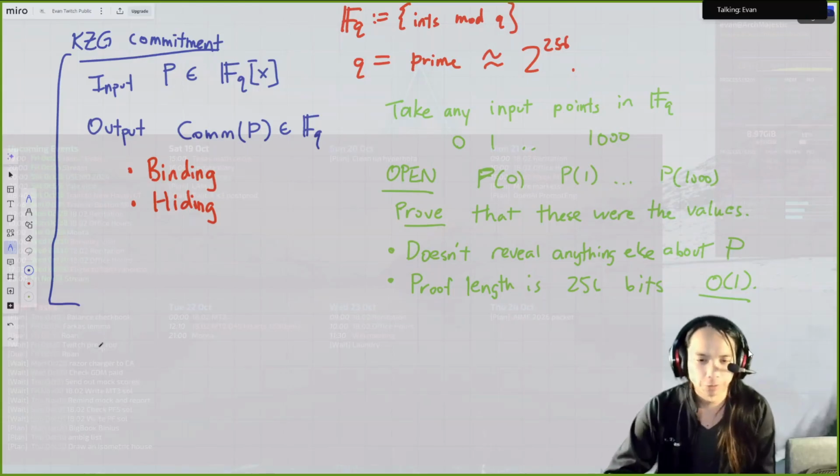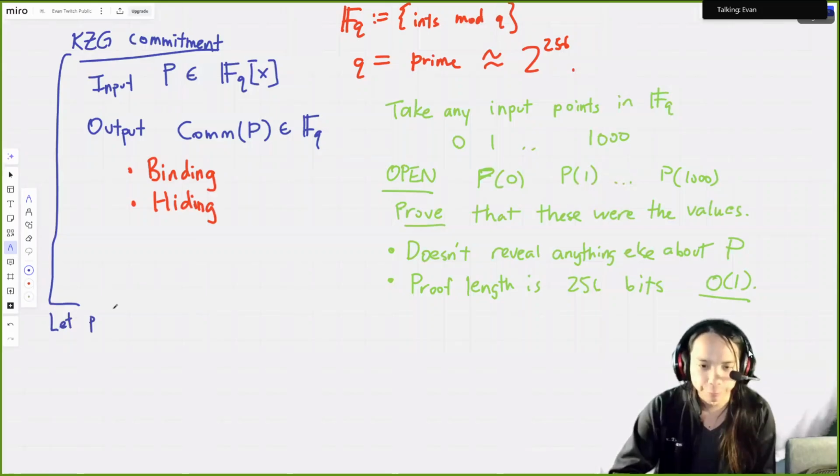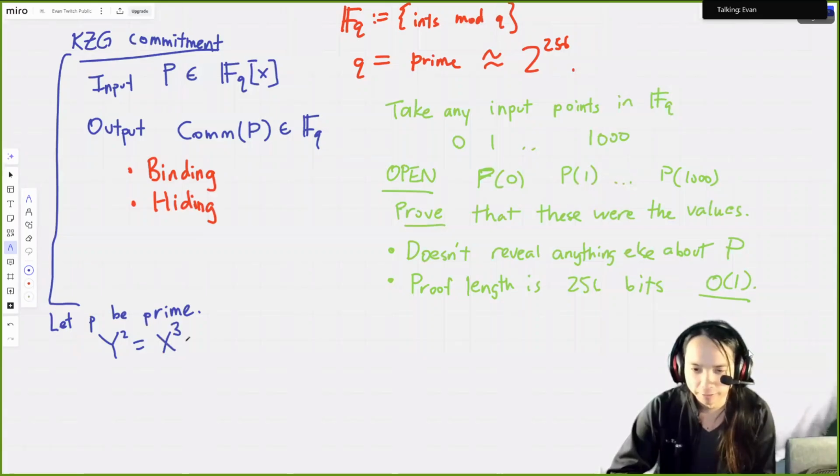Okay, here's what I'm going to do. We're going to let P be a prime, and P is a specific prime, but I'm not going to say which prime for now. And what I'm going to do is consider the set of all solutions to the equation y squared equals x cubed plus 3 mod P.